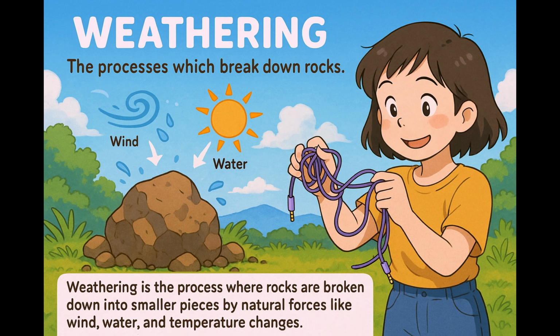Just as those small, repeated movements slowly knot and wear down the cords, weathering involves the gradual breakdown of rocks through repeated natural forces. The tangled headphones and the rock both undergo processes that change their structure over time, whether it's the friction and tension of the cords or the wind, water, and temperature changes acting on the rock.